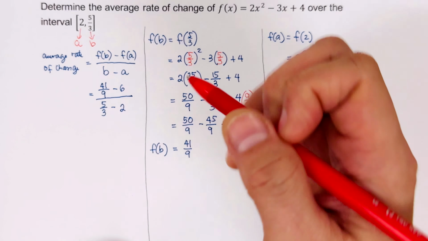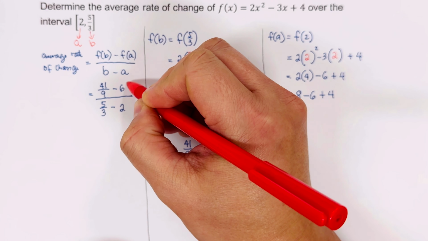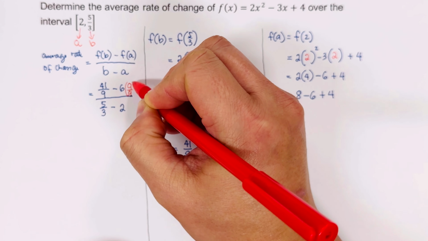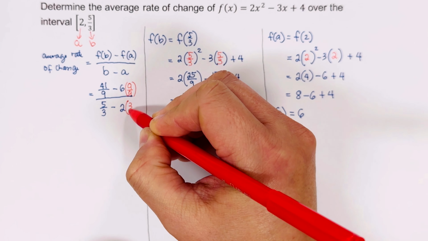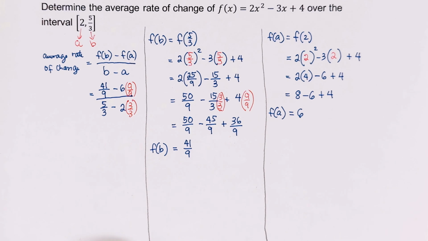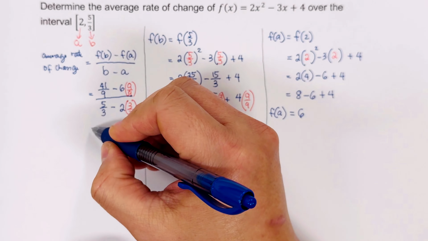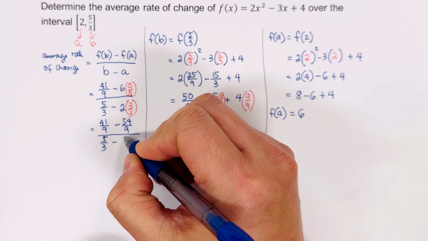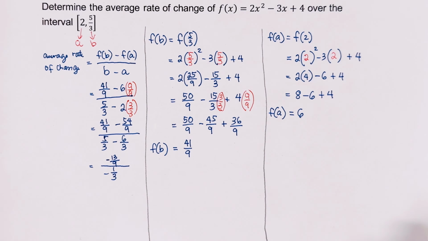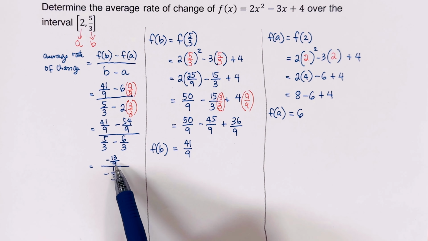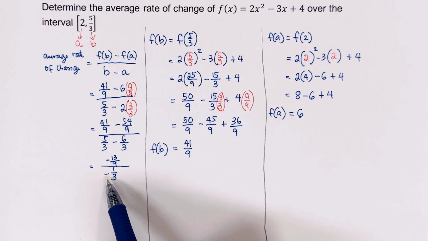Since the denominators are not the same, we go ahead and multiply this by 9 over 9 and this one with 3 over 3 so that their denominators will be the same. So this would come out. So this comes out negative 13 over 9 over negative 1/3.